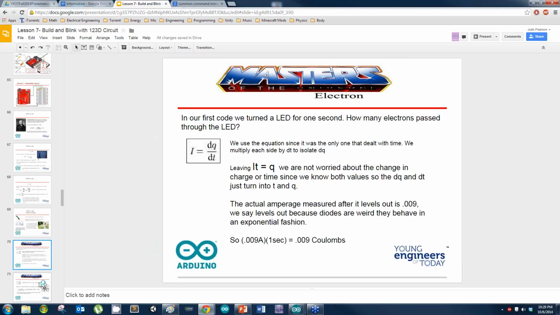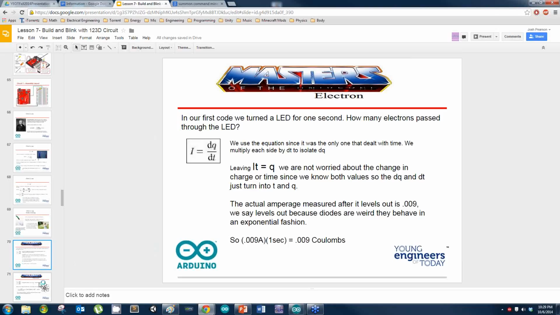Now, using another relation, Q over E, which is charge in coulombs over the charge of an electron, we get the number of electrons. This is similar to the molar ratio. If I take 0.009 and divide it by 1.602 times 10 to the negative 14th, I know now that every second I'm passing a whole bunch of electrons.